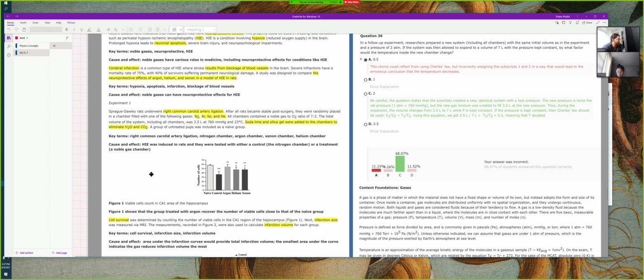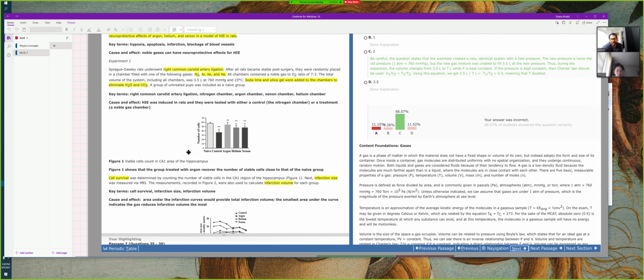All right, now soda. I knew you're supposed to use the ideal gas law, but I didn't use it correctly. So, soda lime and silica gel were added to eliminate H2O and CO2. Silica gel you'll find in a lot of stuff, like those little beads. They act as a desiccant.